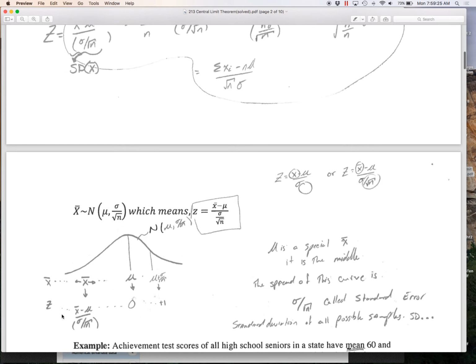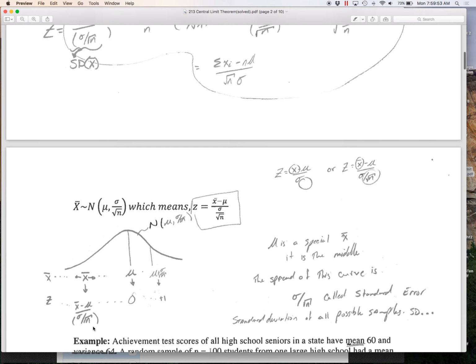Okay, so what this means functionally is there are two scales going. Just like before, we had an x scale and a z scale. Now instead of an x scale, we've got an x bar scale. We're not talking about just x, we're talking about the average of x. The middle is mu. That's where it's centered. And of course, as a z-score, mu will just be 0. Any other x can be converted into a z-score by using this formula. So x bar, whatever it is, subtract the middle, divide by the standard deviation over square root of n.